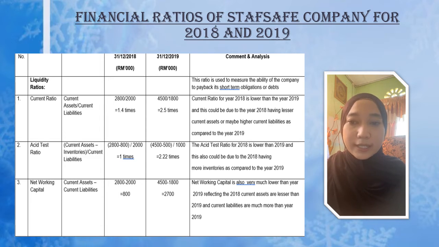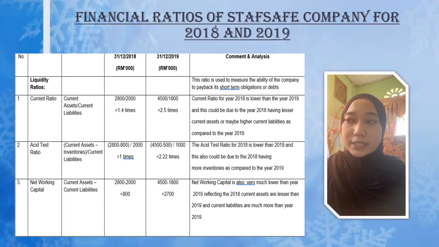And the second one is asset test ratio. Asset test ratio for 2018 is 1 times compared to 2019, which is 2.22 times. That means the asset test ratio for 2018 is lower than 2019, and this also could be due to the 2018 having more inventories compared to the year 2019.